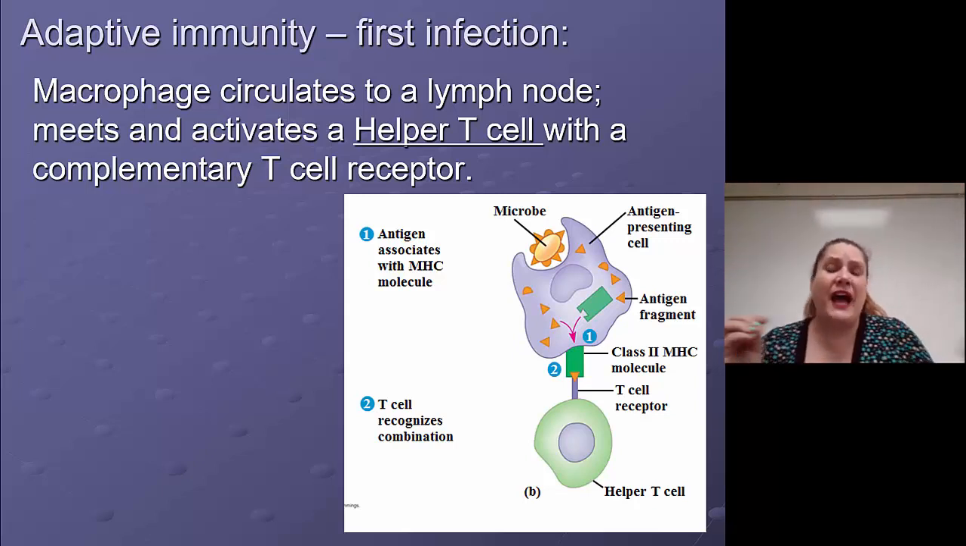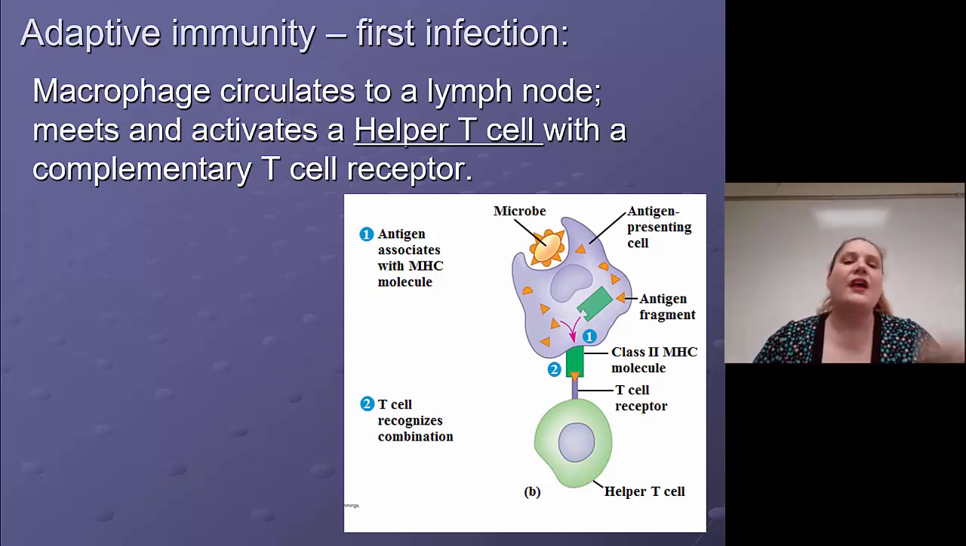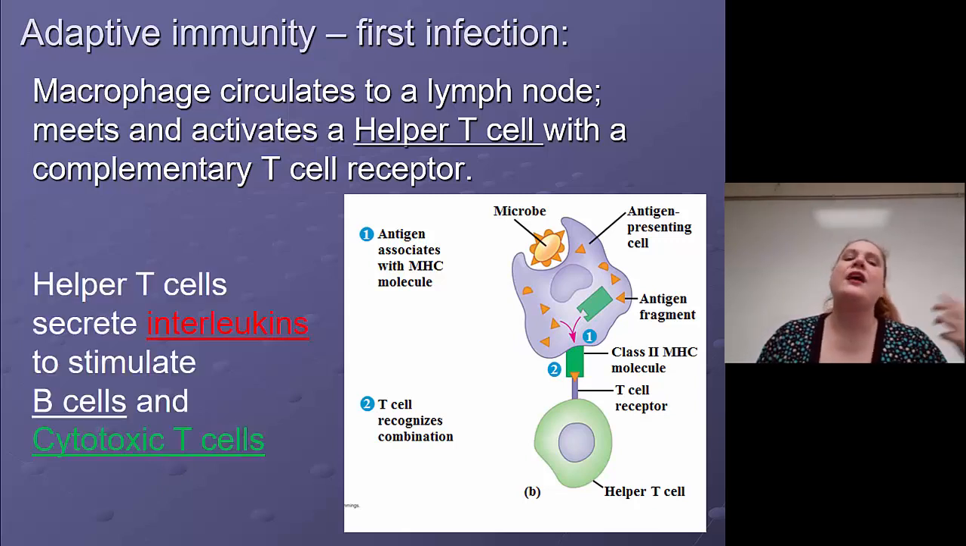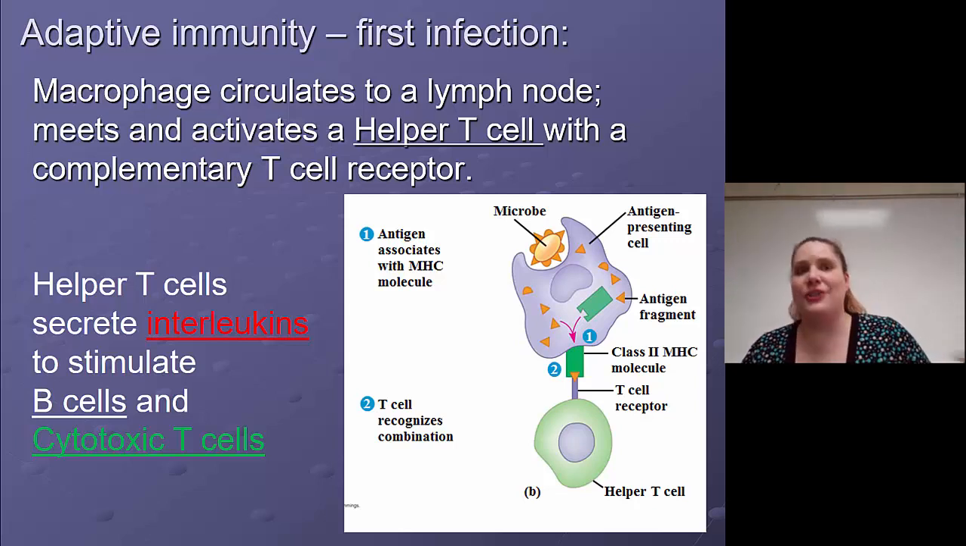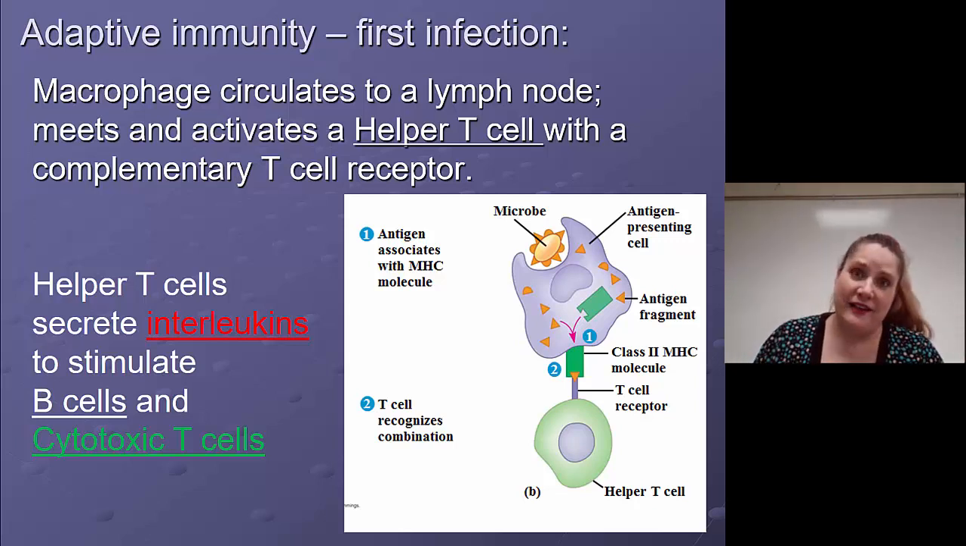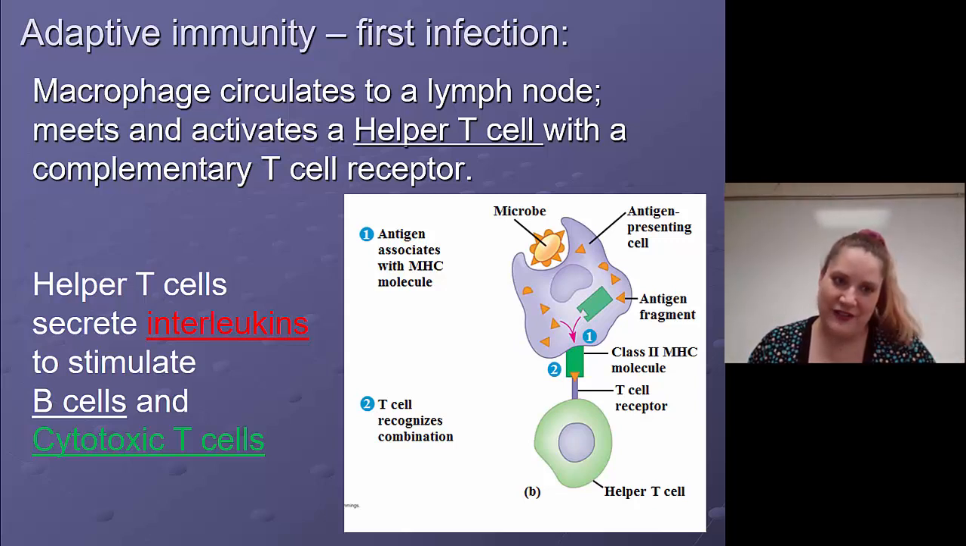I totally picked up this bad guy and I'm wearing him. And the helper T cells are going to go, oh my God, that's an invader and we've never seen that one before. We have to do something about it. Okay, so the helper T cell is the helper and it's going to be like, we've got to do something. And so what they're going to do is they're going to secrete these things called interleukins. And those interleukins are going to stimulate two types of cells, B cells and cytotoxic T cells. We're going to talk about both of those specifically.